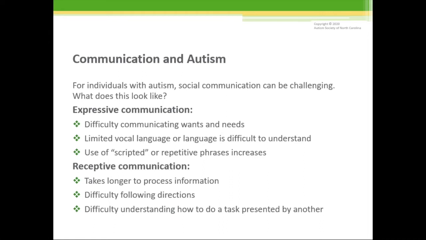Expressive communication may be impacted in a variety of ways. For example, they may have difficulty communicating their wants and needs verbally or non-verbally. They may have limited vocal language or language that could be difficult for others to understand. You also might see someone with autism using scripted or repetitive phrases. Receptive communication refers to how one receives information from others. Receptive skills may be impacted in a variety of ways also, including the following. It may take someone longer to process information that they're hearing from another. Individuals with autism may have difficulty following directions. You may also see difficulty in understanding how to do tasks that are presented by another.